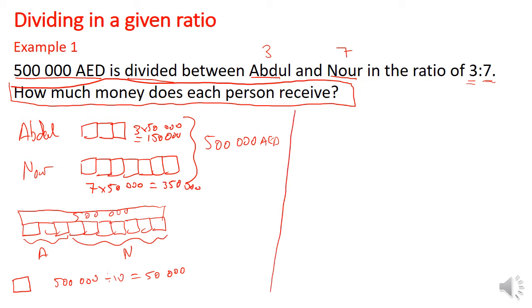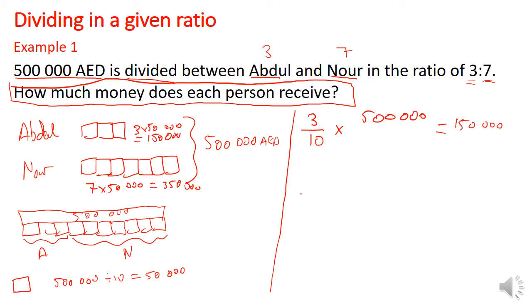Now, another way that we could do this, that ties in with this, but we're not drawing a picture with this method, is with our total number of parts are 10, the 3 parts plus the 7 parts. Abdul has 3 out of those 10 parts, and so to find Abdul's amount, we're doing 3 over 10 multiplied by 500,000 dirhams. Just the way that you would normally find fractions of amounts, 3 multiplied by 500,000, then divide by 10, and that would give you an answer of 150,000. So the same answer that we got.